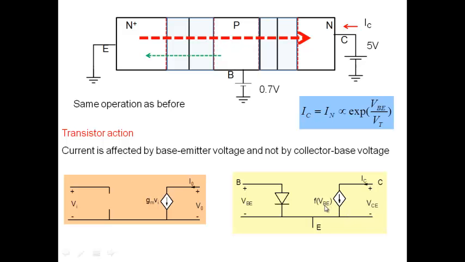And base emitter voltage is where? Base emitter voltage is not across this. It's across a separate pair of terminals. So that's why it's a voltage controlled current source.